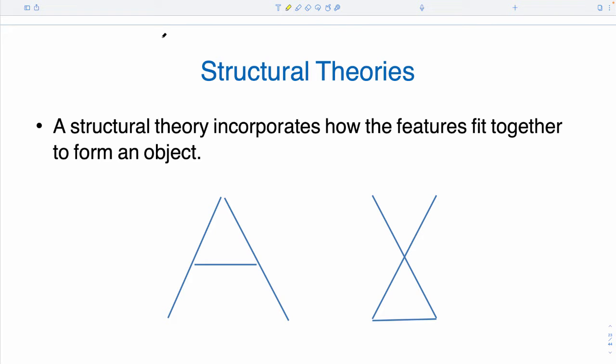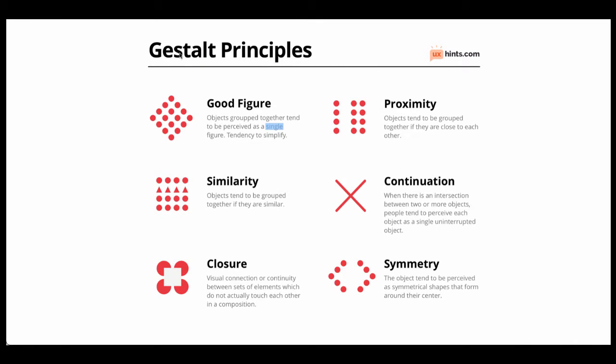So now let's take a look at structural theories of pattern recognition. Structural theory incorporates how the features fit together to form an object. So not just what features there are, but how they combine. Here's an example of these Gestalt principles. They are very important in helping guide how we put pieces together, how we view a form or a shape, how we group the different elements of those.